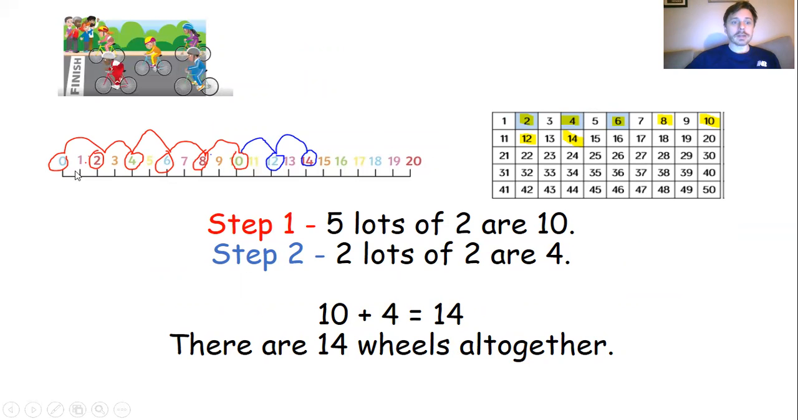You can see there that step 1 is shown in a different color, the red, and step 2 shown in blue. That's because step 1, 5 lots of 2 are 10, and then I've combined that with 2 lots of 2 are 4. That 10 taken from the first one, 4 taken from the second one, and 14. That's a slightly different way of looking at it. But that's showing you that those 2 amounts are combined, adding them together, to get 14 altogether.